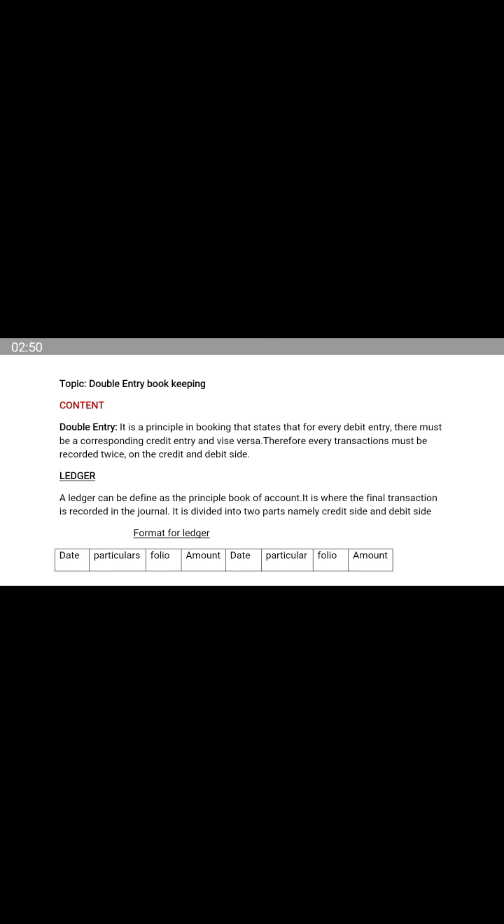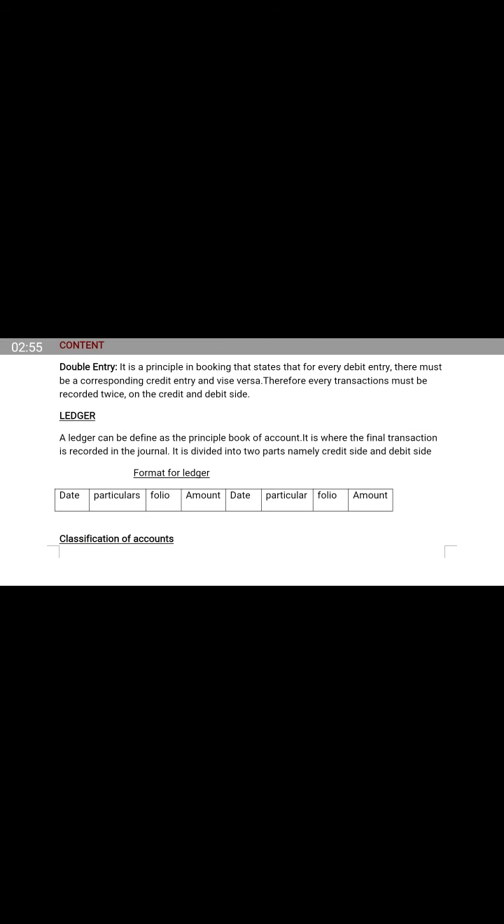Now below we have the format for a ledger. Usually a ledger has date, particulars, folio, amount. That is for the debit side. Remember I said whatever is recorded on the debit side is also recorded on the credit side. It is a two-type entry: the debit side and the credit side.